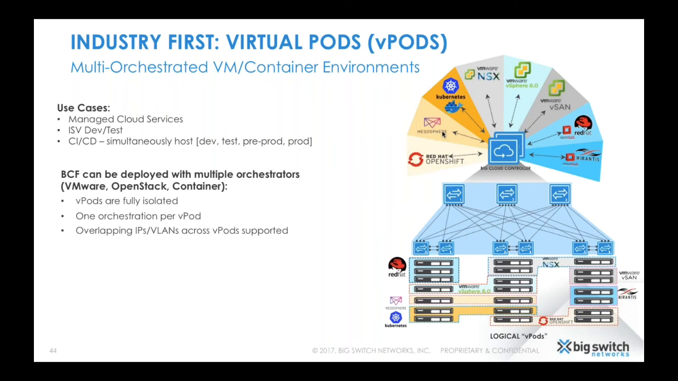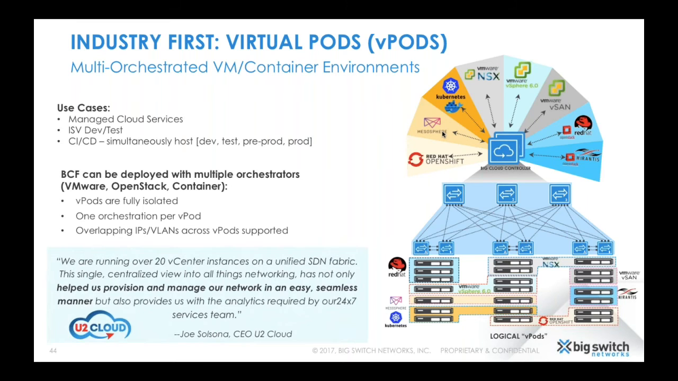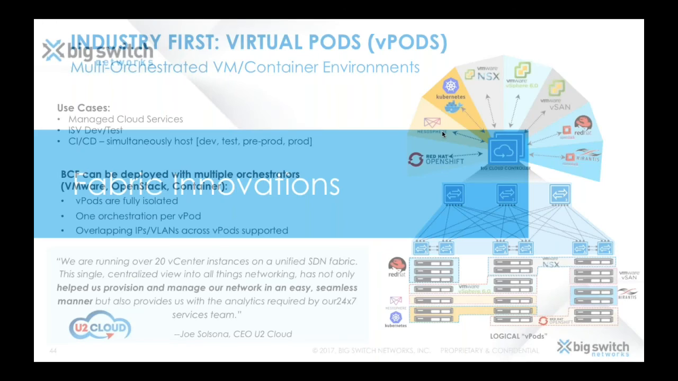So now a customer can deploy a cloud environment or set up dev and test environments, or in the case of containers and cloud native apps, carry out CI/CD workflows with a common physical infrastructure for networking and leverage this isolation across vPods to optimize and really simplify deployments across multiple orchestrators. Very unique capability, and we believe it's an industry first with Big Cloud Fabric. Our customer, U2 Cloud, has deployed 20 such vPod instances to provide multi-tenant, multi-orchestrator services to their enterprise customers.